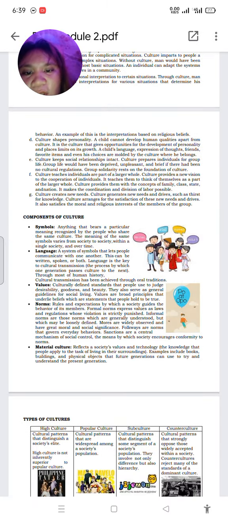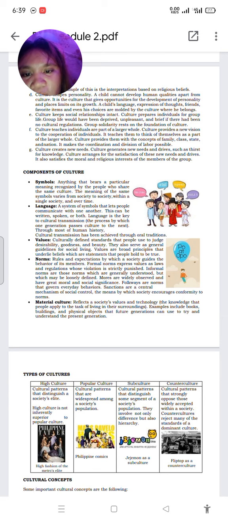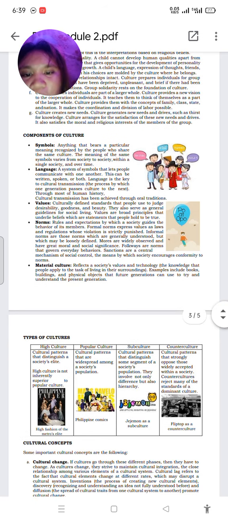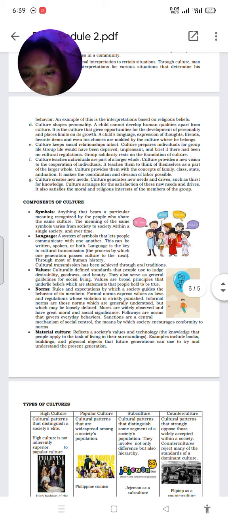So next is components of culture: symbols, language, values, norms, material culture. So what is symbol? Symbol, anything that bears a particular meaning recognized by the people who share the same culture. So the meaning of the same symbol varies from society to society, within a single society, or over time.